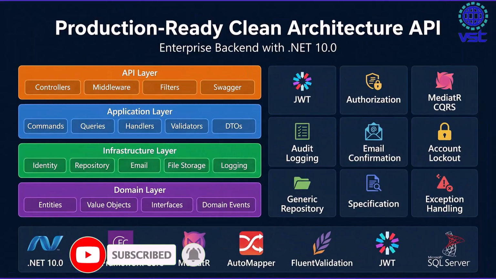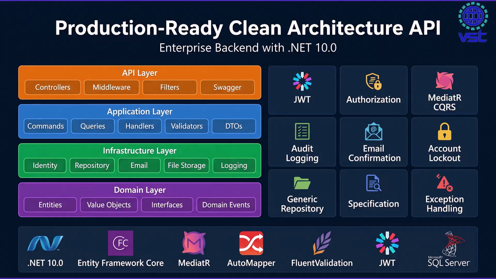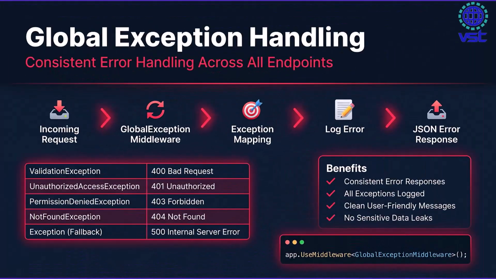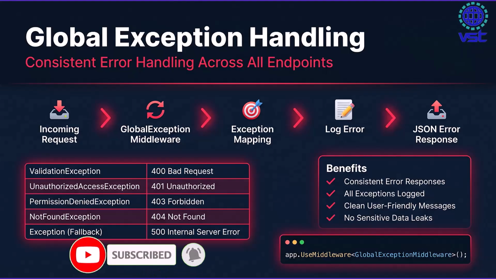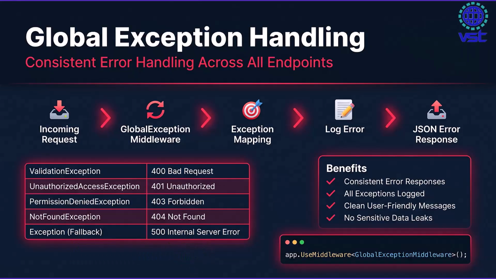This is our production-ready clean architecture API, a complete enterprise backend with 4 layers, JWT security, audit logging, and email confirmation. The solution includes exception handling, generic repositories, specifications, and SQL Server integration. Our global exception handler ensures consistent error responses, clean, user-friendly messages, and no sensitive data leaks. Every exception is logged, providing full visibility while maintaining security and a polished API experience. Let's begin by creating our project.